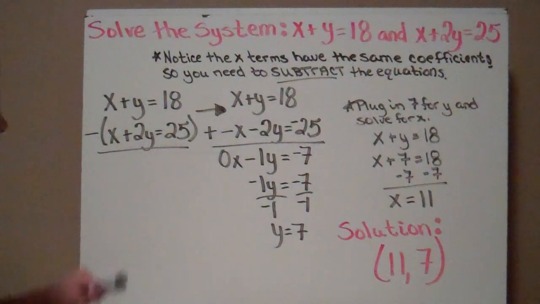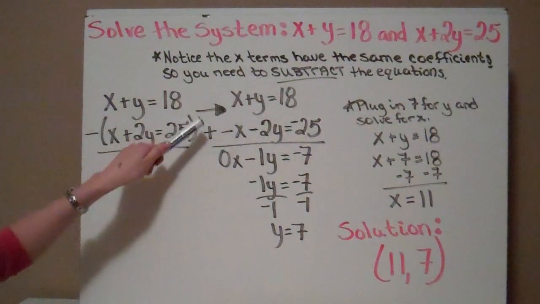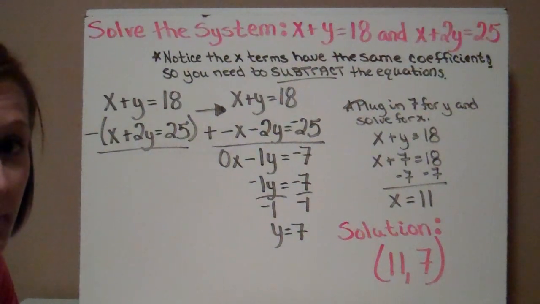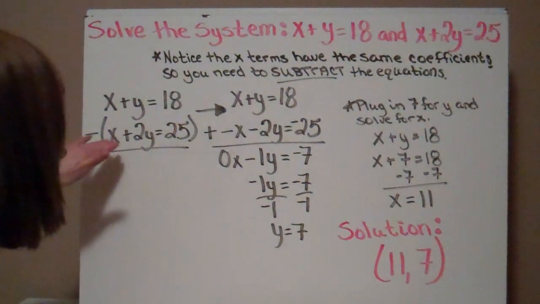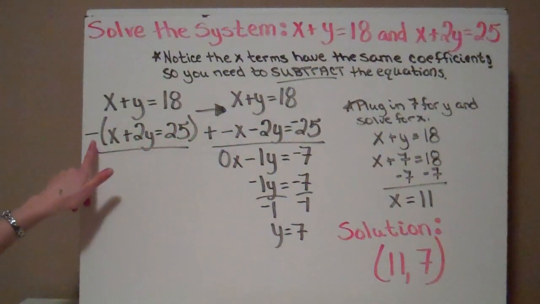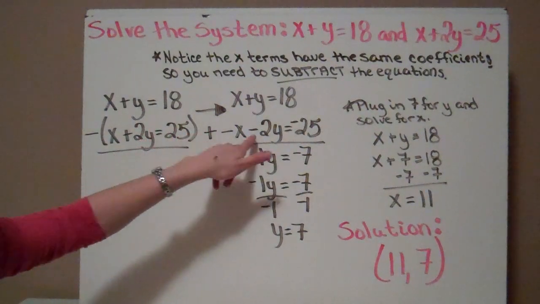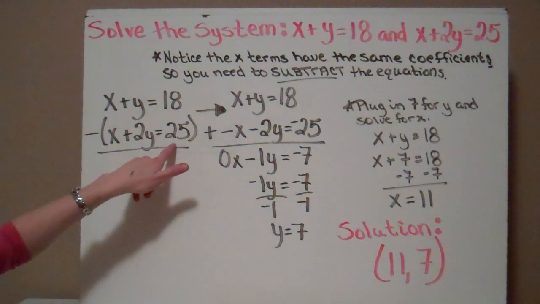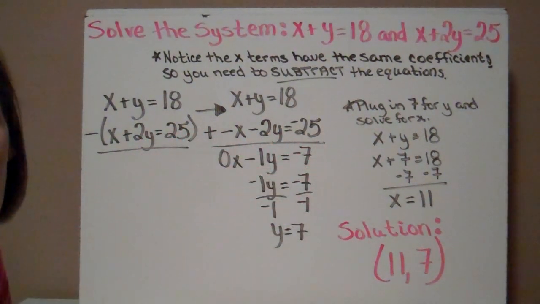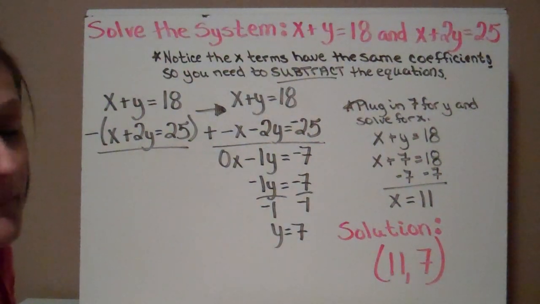Notice, though, when I wrote the second one, I put parentheses around it because I need to remember that I'm subtracting this whole thing. So I'm going to distribute this negative. So the x would become a -x, the 2y becomes a -2y, the 25 becomes a -25. And basically now I'm going to add them.